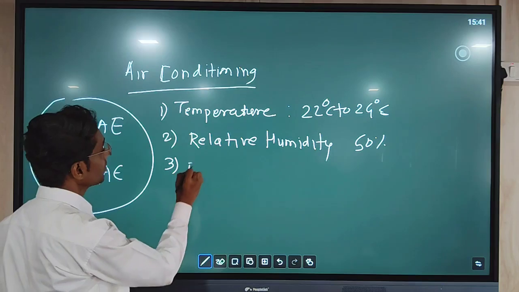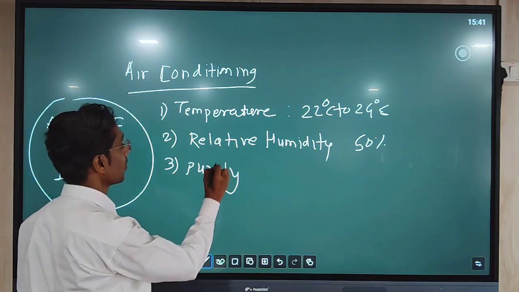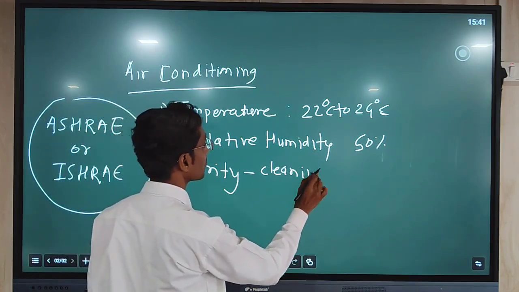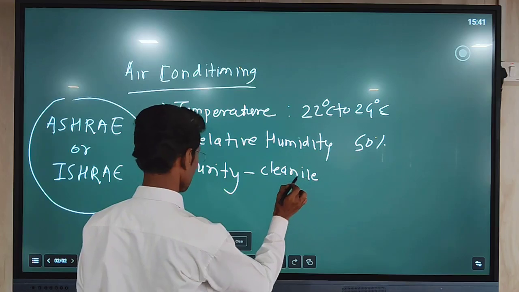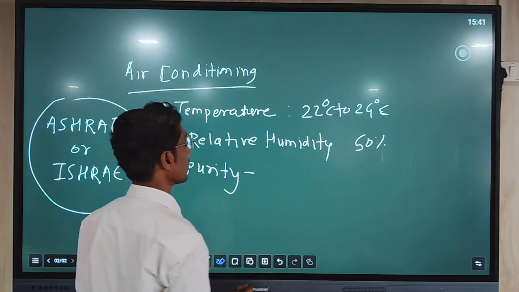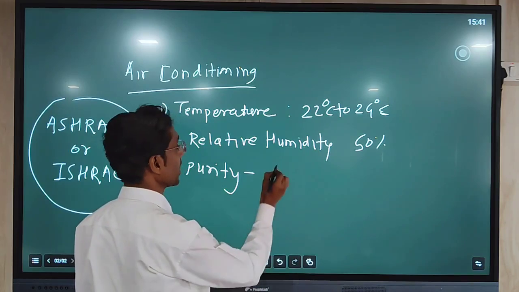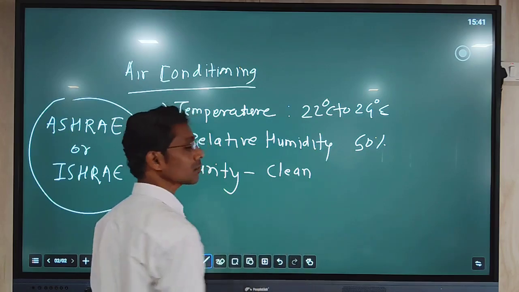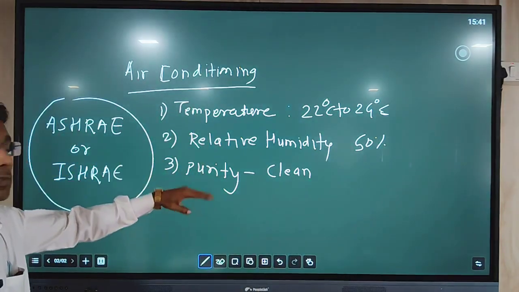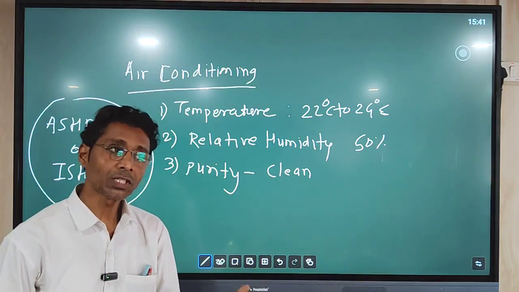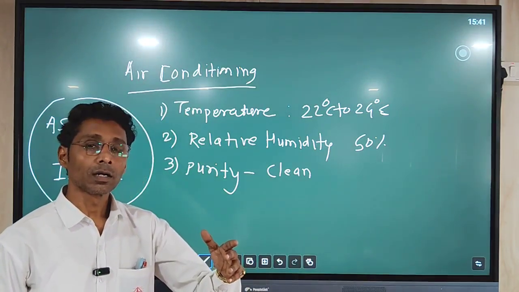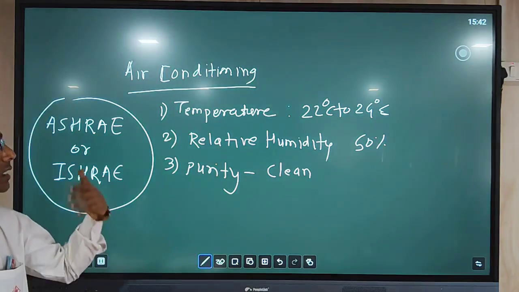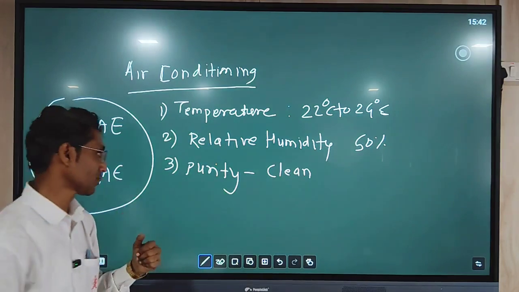Third is purity of the air. Purity means what? Cleanliness. We need clean air, dust-free air. So here in the system, different kinds of filters are used, which remove the dust particles from the air, and pure air enters the space.